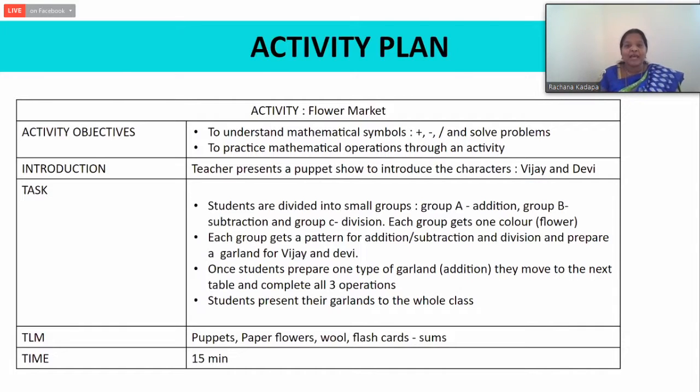Each group gets a pattern for addition, subtraction, and division, and prepares a garland for Vijay and Devi. So they have to prepare a garland for Vijay and Devi. Once students prepare one type of garland, that means addition, they move to the next table and complete all the operations. Students present their garlands to the whole class.